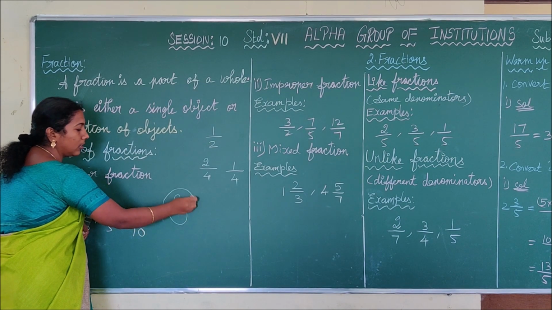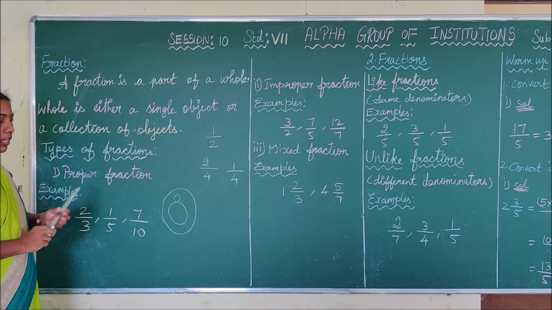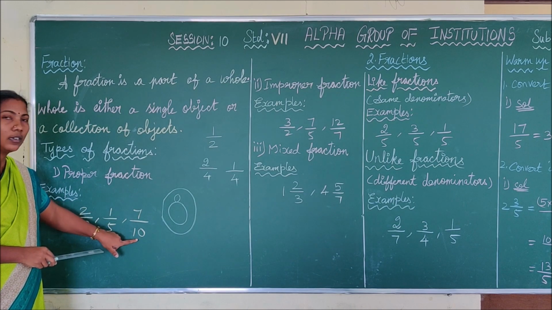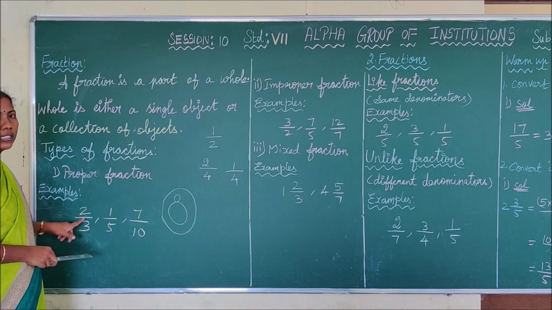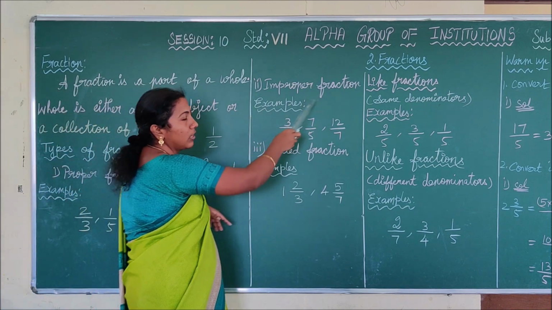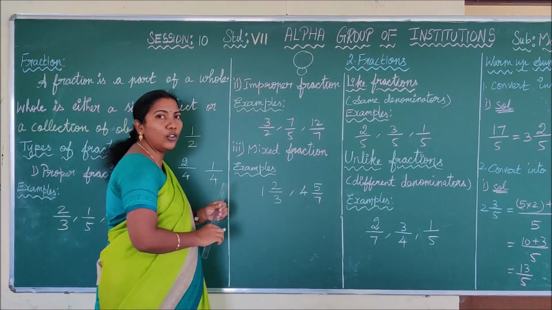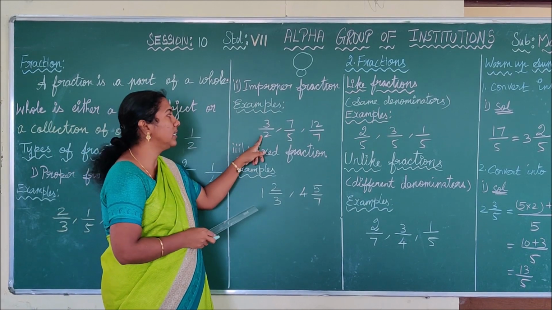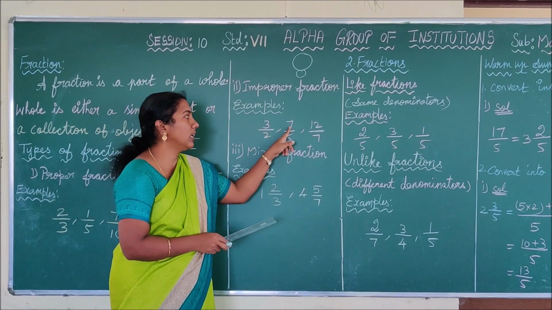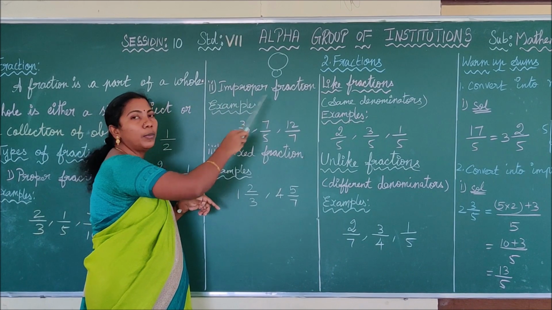This is a picture representation for you to remember it. See here, 1 is smaller than 5, 7 is smaller than 10, 2 is smaller than 3. This type of fraction is called proper fraction. Improper fraction means the numerator is bigger than the denominator. See here, numerator is 3, it is bigger than the denominator 2. 7 is bigger than 5, 12 is bigger than 7. These are the examples for improper fraction.